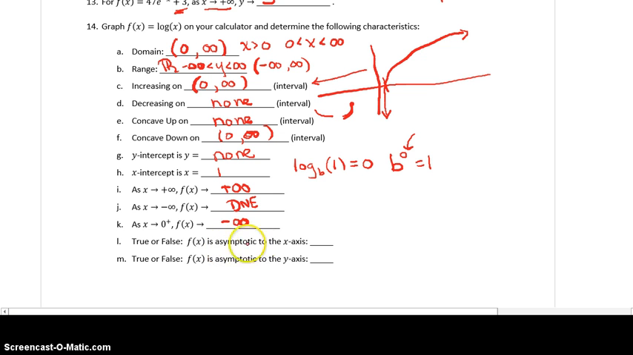f of x is asymptotic to the x-axis. That means that the x-axis is an asymptote of f, and that is false. Okay, the x-axis here is not an asymptote. However, the y-axis is an asymptote. It's a vertical asymptote, and so that would be true.